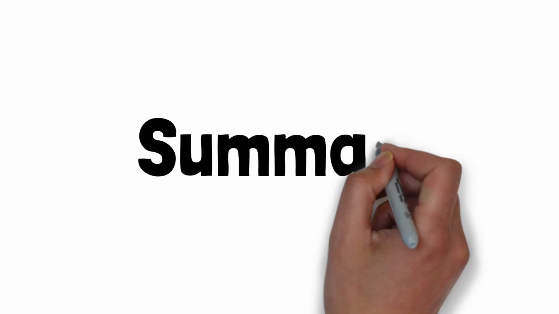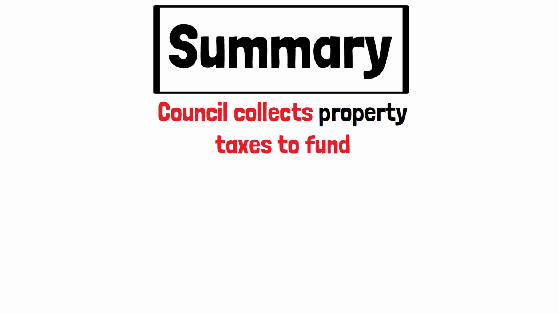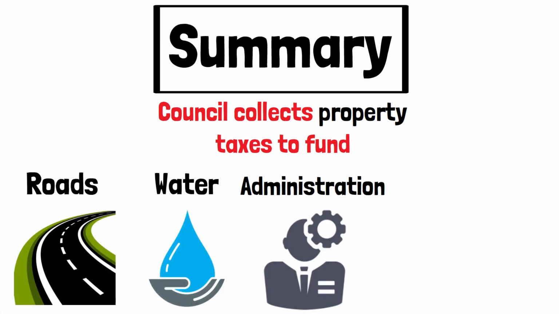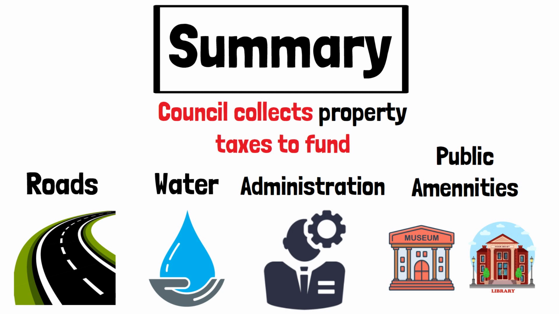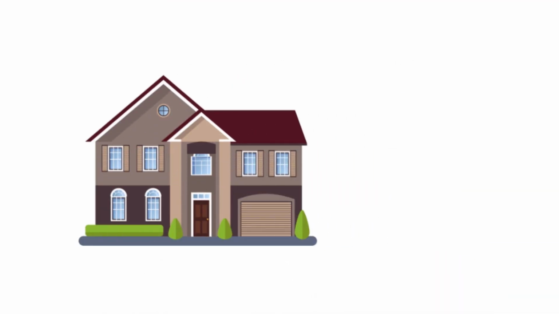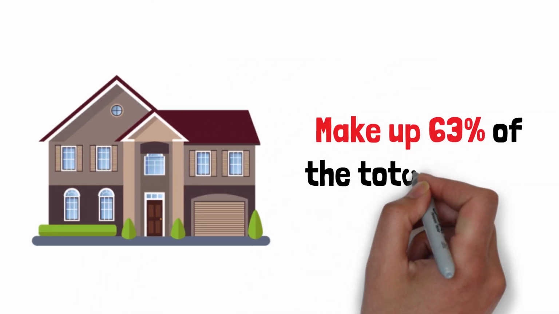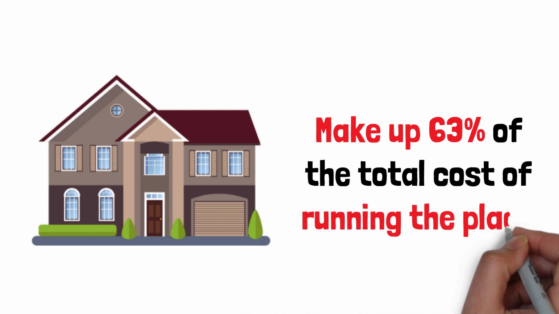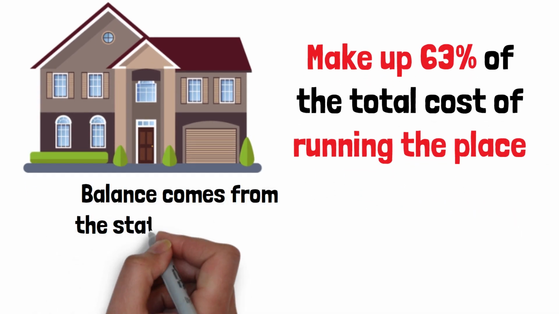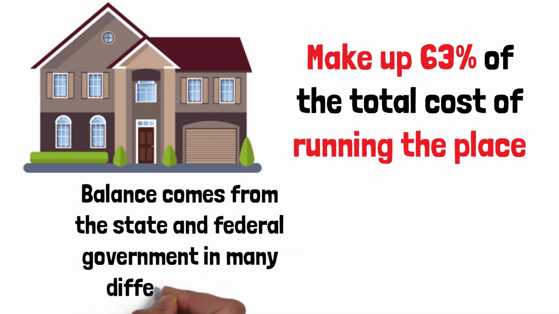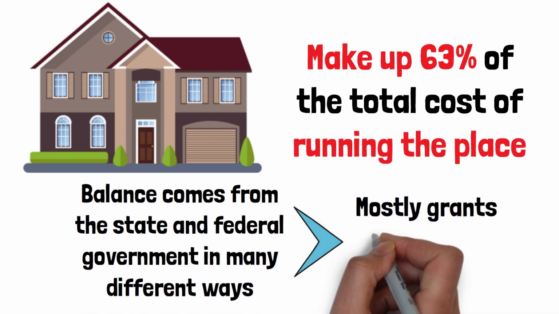In summary, the council collects property taxes to fund roads, water, administration, public amenities such as museums and libraries and heaps of other things. Your property taxes make up approximately 63% of the total cost of running the place. The balance comes from the state and federal government in many different ways, mostly grants for specific projects.